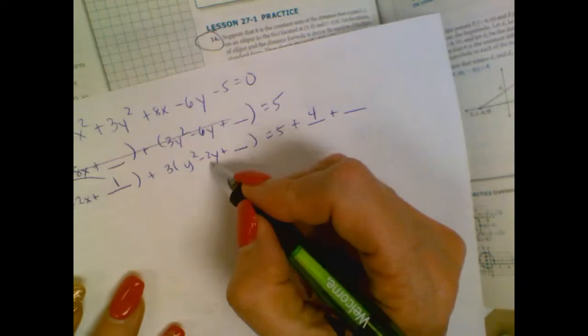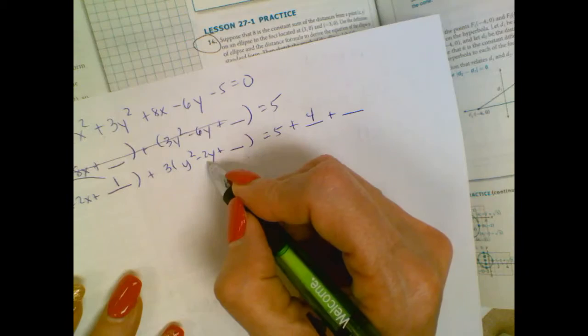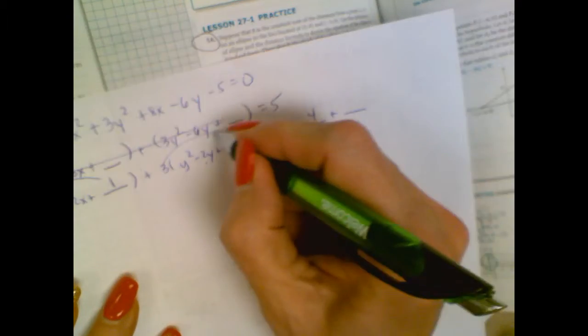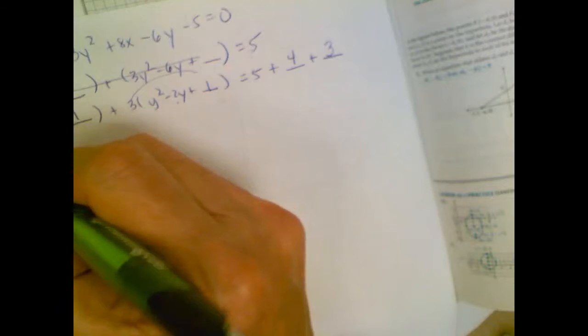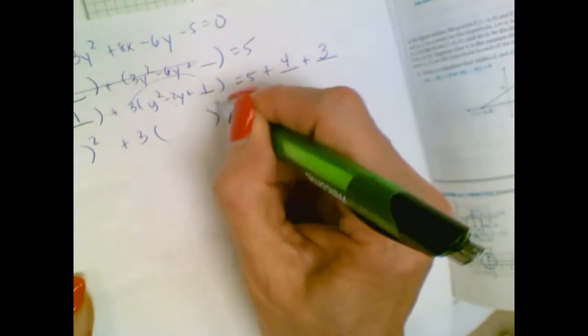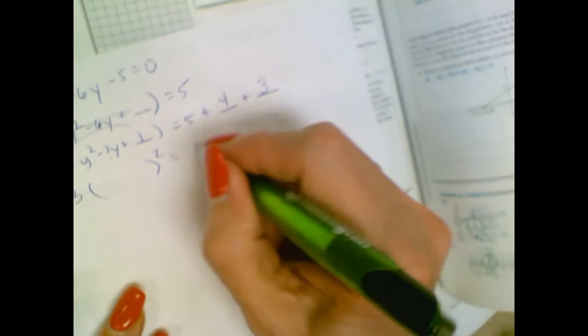Now what's half of negative 2? Negative 1. Negative 1 squared is positive 1. And you're going to be adding 3 to the other side. So if you complete the square, this is 12 over here.